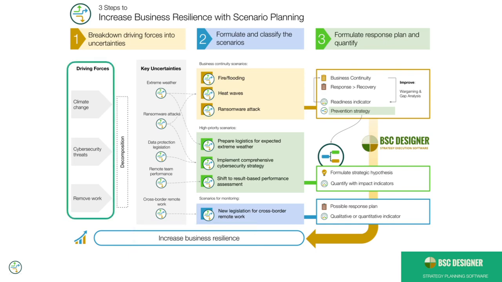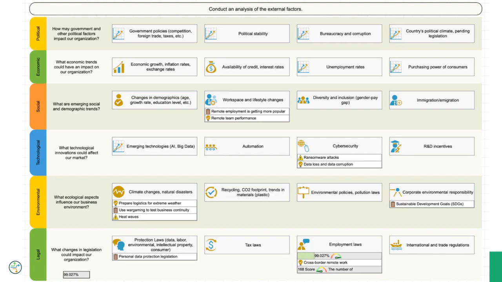In the first step, we need to break down driving forces into uncertainties. What are those driving forces? How do we find ones relevant to our organization? A good starting point is to conduct the analysis of external factors using the PESTEL framework and analyze the competitive landscape using the five forces framework. We discussed both tools in separate articles.